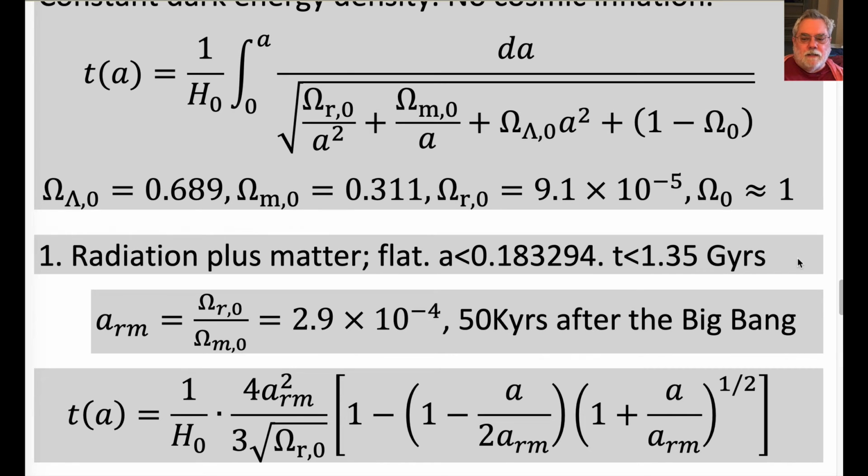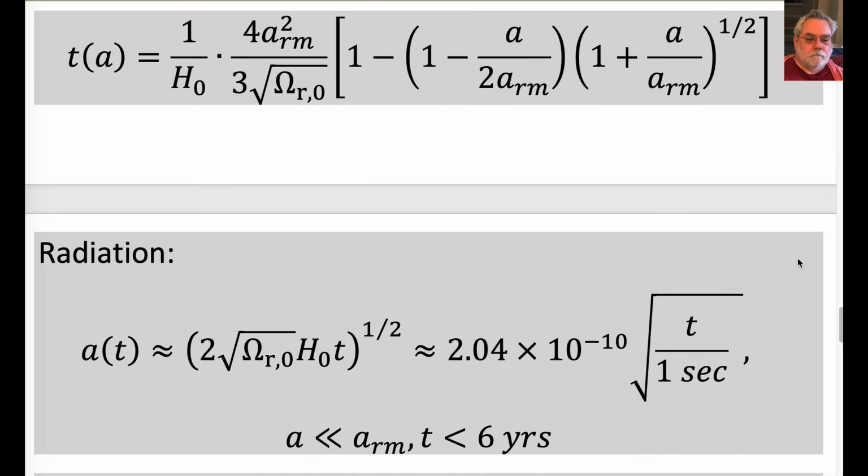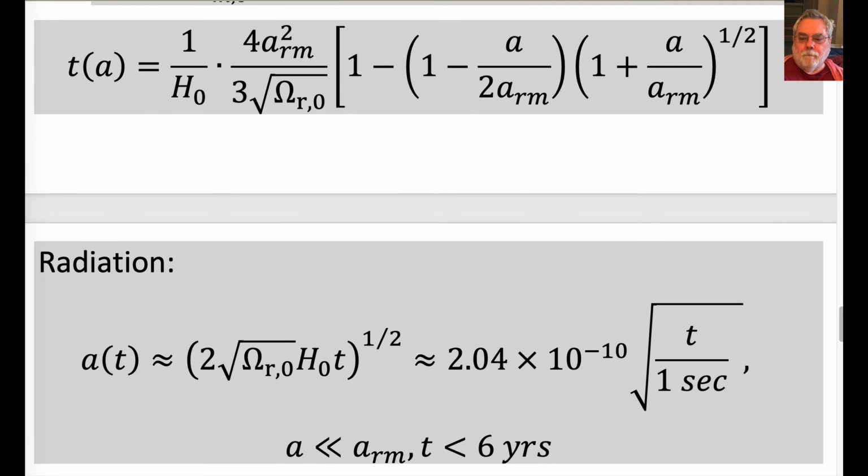And this equation has a subcase when radiation dominated matter in the early universe. In the radiation-dominated period, scale factor is proportional to the square root of time with this proportionality factor. The scale factor was about 2 times 10 to the minus 10th at 1 second after the Big Bang.